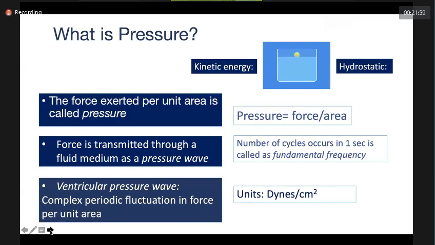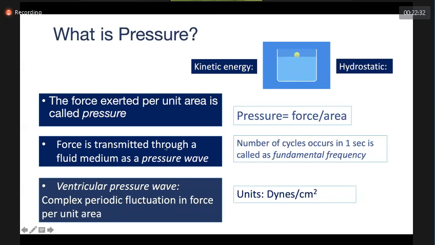First of all, when you are in the cath lab, it is essential to record the pressures and analyze the pressure waveform. What is a pressure? Pressure is force exerted per unit area. That is the fundamental definition. You should learn these definitions by heart and understand them completely.